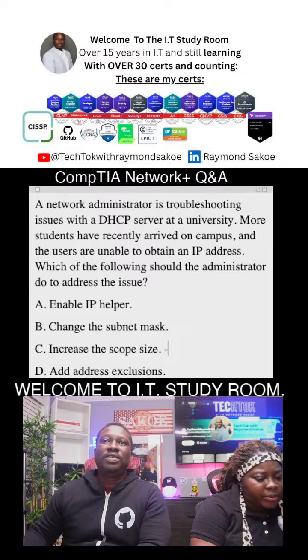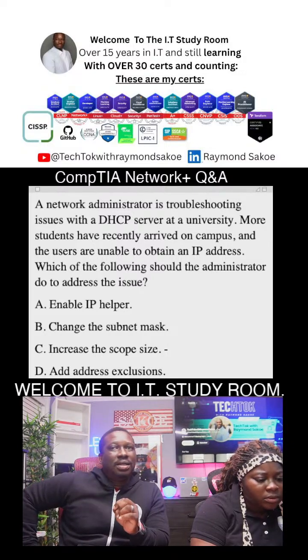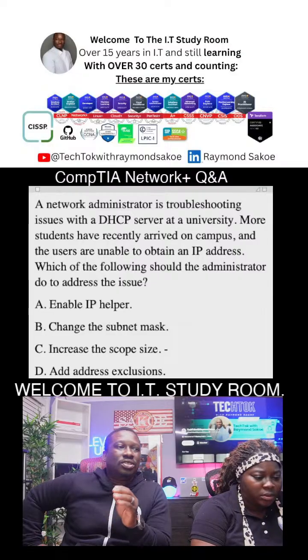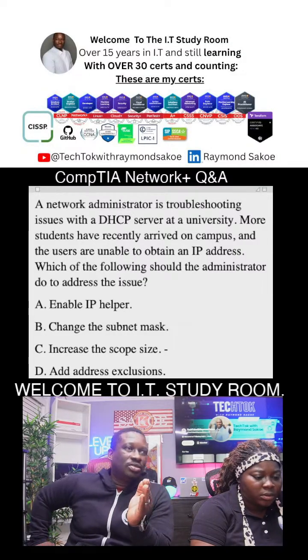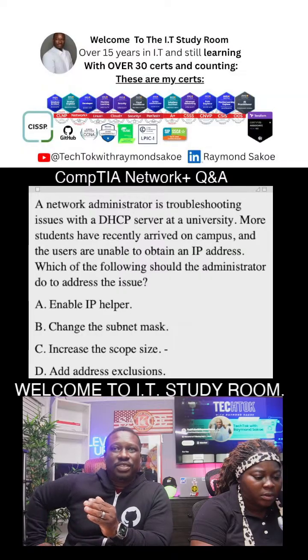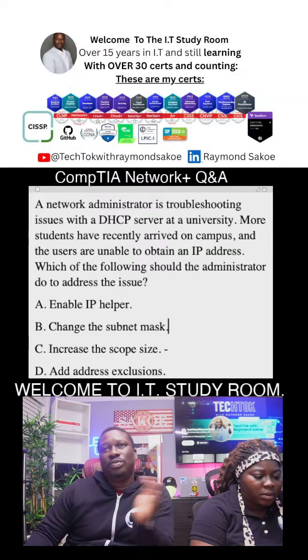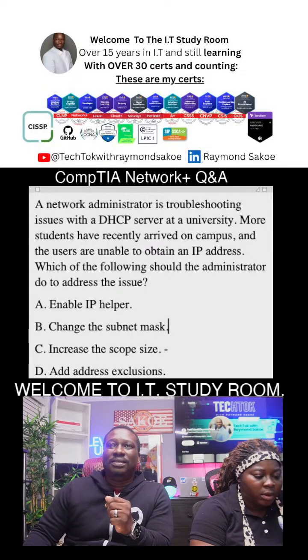So if you change the subnet mask, it would basically change your network, right? So basically move you to a different network if you change the subnet, right? So you wouldn't be on the same network anymore. You'd be on a different network, which brings a different headache. So that's why it's not B.